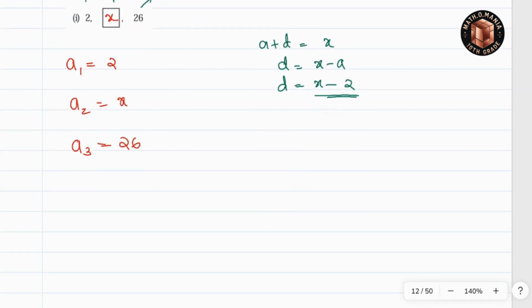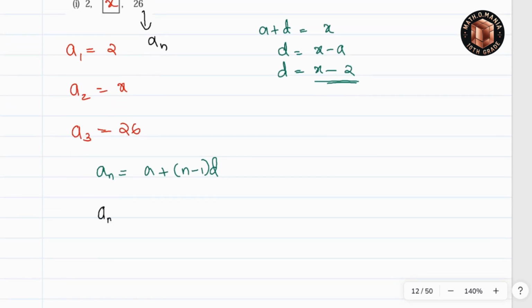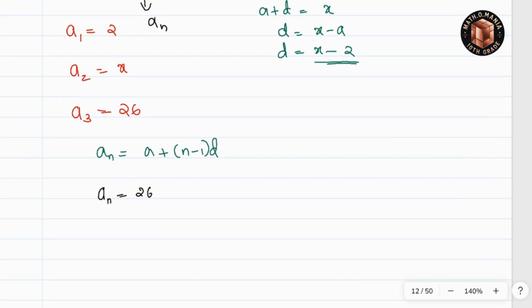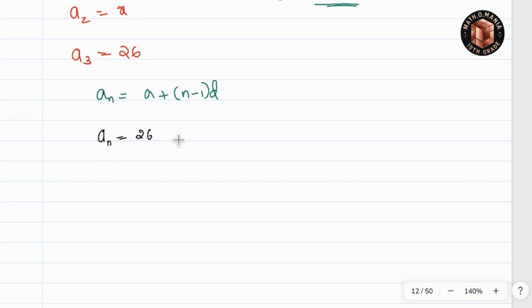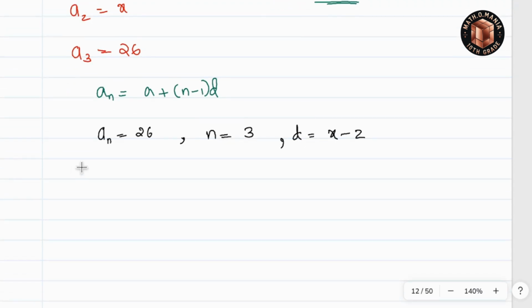Now let us substitute this value in our equation. What's the equation? An equals A plus (n minus 1) into D. If I take 26 as my An, then An equals 26. Now I can find n. 26 is the third term, so n equals 3. And we got D equal to X minus 2. We can substitute these values in our equation.